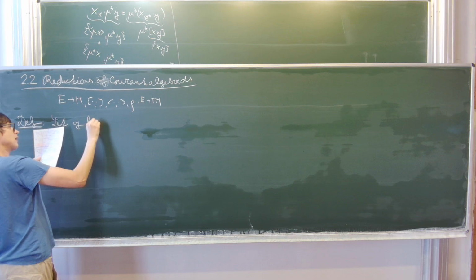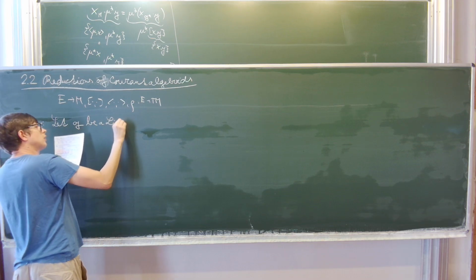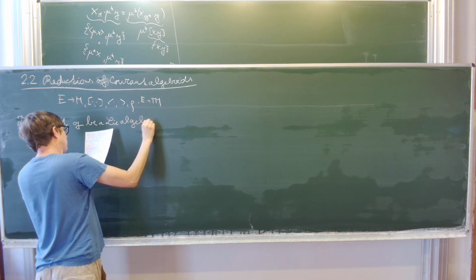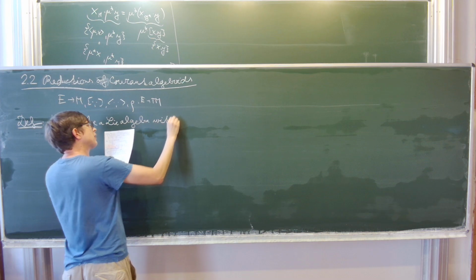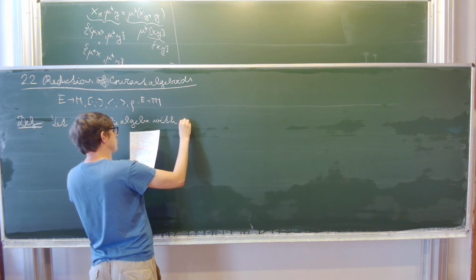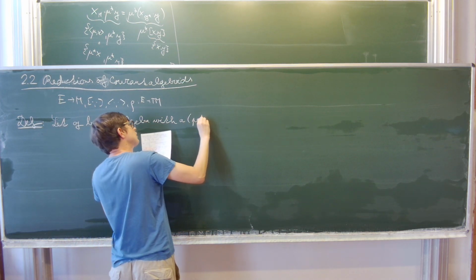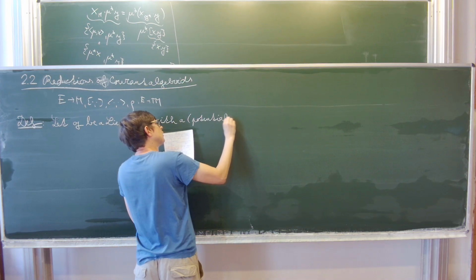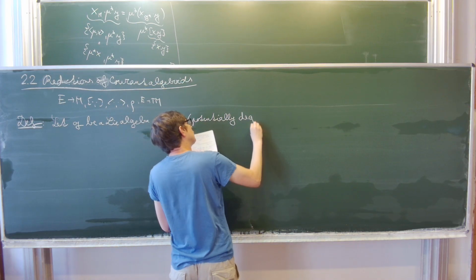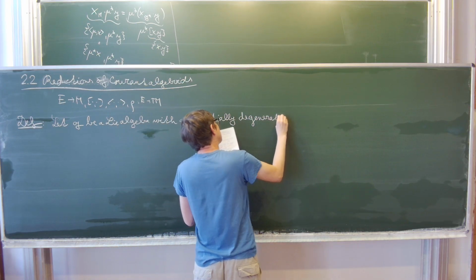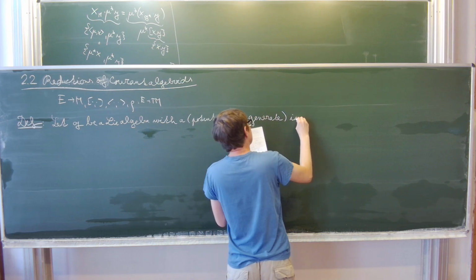So let now G be a Lie algebra with an invariant pairing, but I will now not require this to be non-degenerate. So with a potentially degenerate invariant pairing.